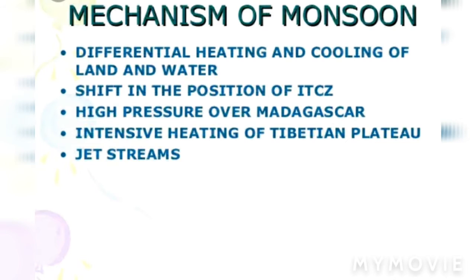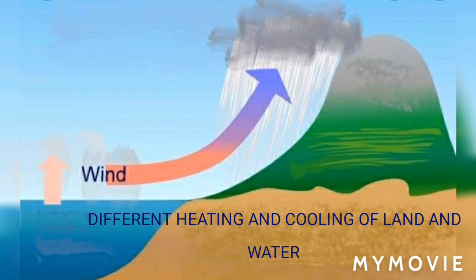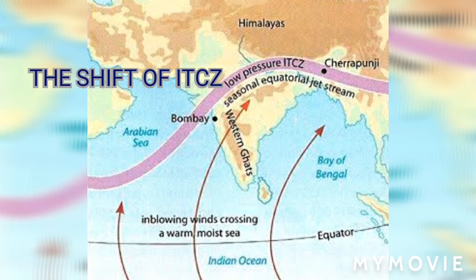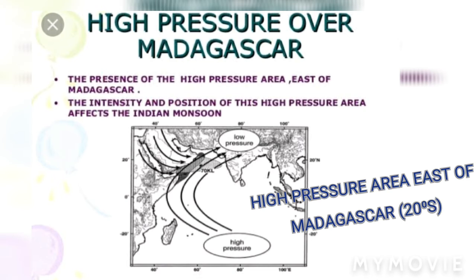Now let us try to understand the mechanism of Indian monsoons. First, the differential heating and cooling of land and water creates low pressure on the landmass of India, while the seas around experience comparatively high pressure. Second, the shift of the position of the Intertropical Convergence Zone, ITCZ, in summer over the Ganga plain. This is the equatorial trough, normally positioned about 5 degrees north of the equator. It is also known as the monsoon trough during the monsoon season.